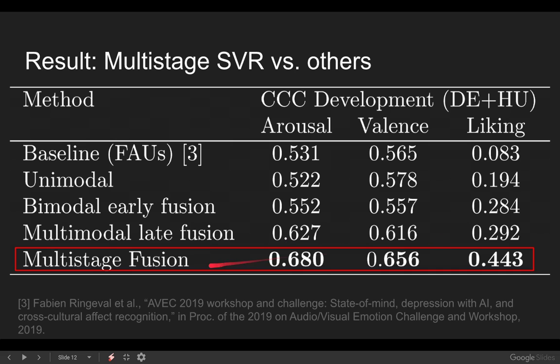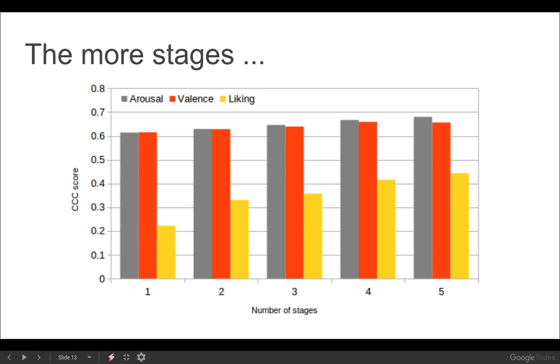Finally, when we perform this one stage SVR 5 times, or 5 stages, we call it multistage fusion. We got the highest CCC score for arousal, valence, and liking. Particularly on liking, the score is doubled from the MTL unimodal. So we can see that our approach of combining different results using SVR obtains the highest performance.